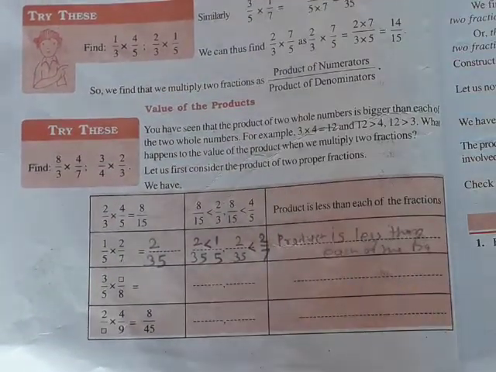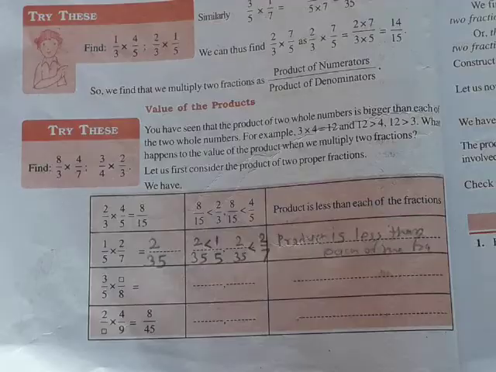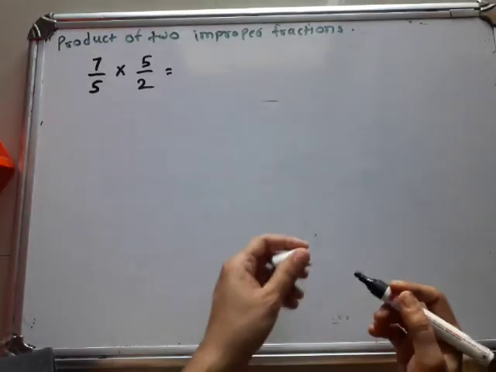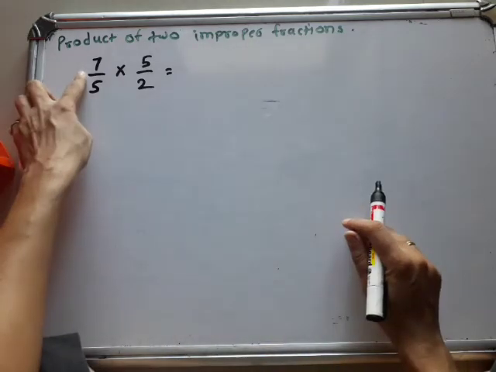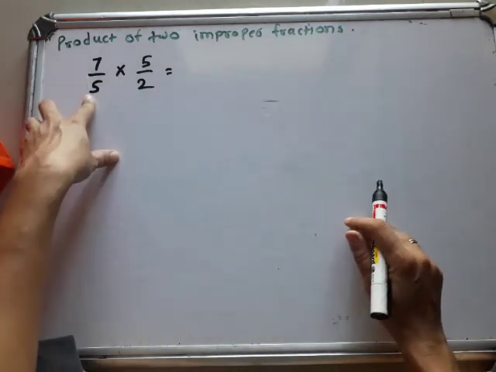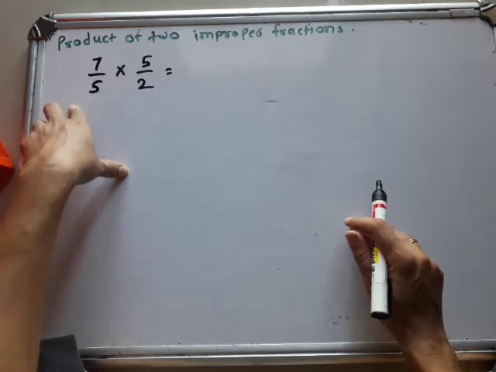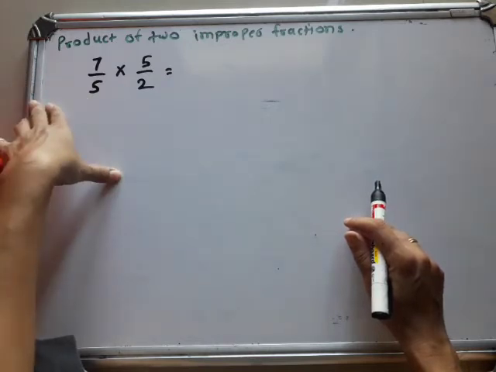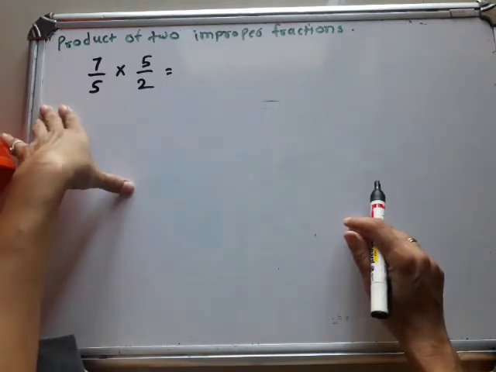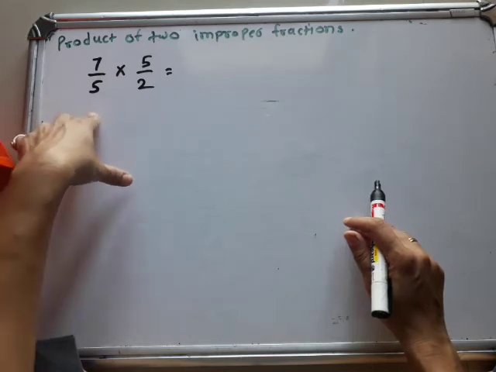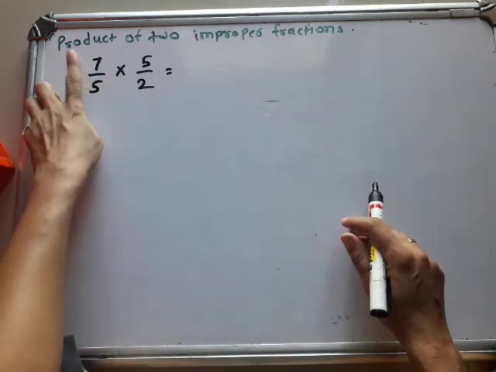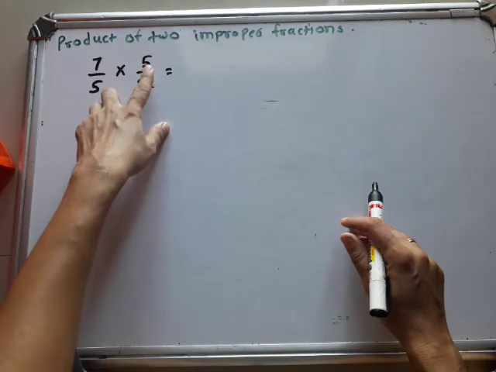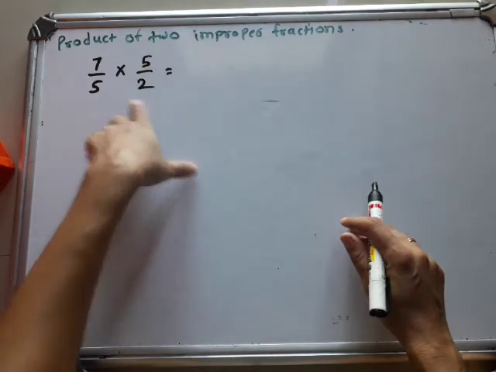Now we find the product of two improper fractions. See here, now we find the product of two improper fractions. See here, the numerator is greater and the denominator is smaller. Okay, and this type of fraction is converted into a mixed fraction. Okay, a proper fraction is not converted into a mixed fraction, only an improper fraction is converted into a mixed fraction. Okay, so here, see here, 7 and 5 are both greater. The numerator is greater and the denominator is smaller.